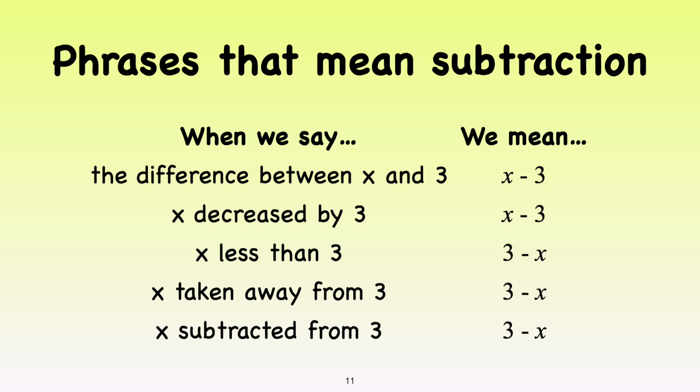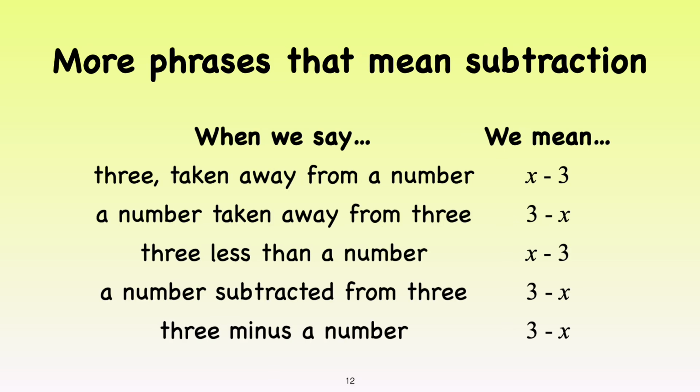The difference between x and 3 would be x minus 3. X decreased by 3 is x minus 3. But x less than 3 is 3 minus x. X taken away from 3 is 3 minus x. X subtracted from 3 is 3 minus x. Sometimes we say the difference of x and 3 instead of the difference between x and 3. Be flexible. Here are some more examples.